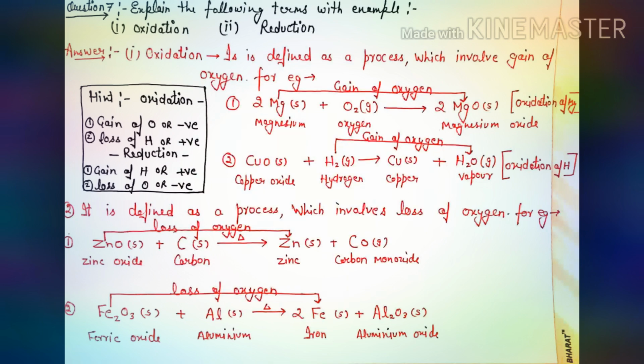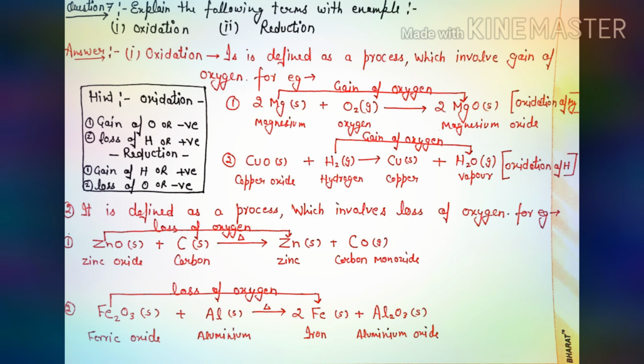Question number 7 is the same question. Explain the following terms: oxidation and reduction. Oxidation is defined as a process which involves gain of oxygen or any other electronegative species, or loss of hydrogen or any other electropositive species. For example, in the first example, magnesium gains oxygen, so it is oxidized. In the second example, hydrogen gains oxygen, so oxidation of hydrogen occurs.